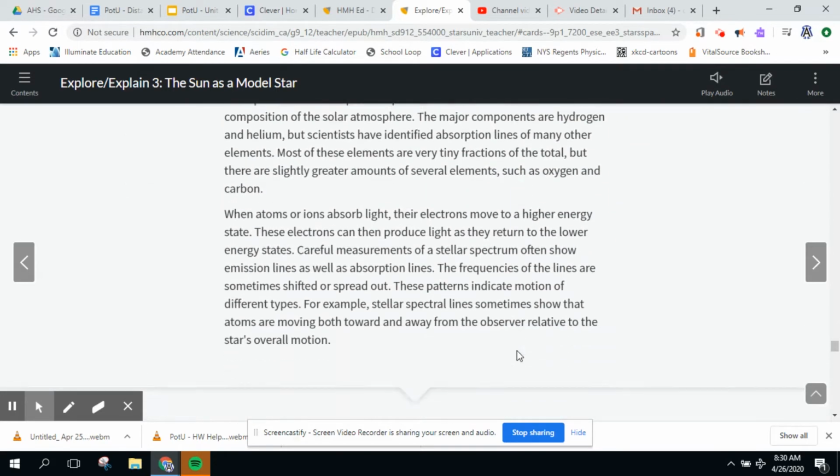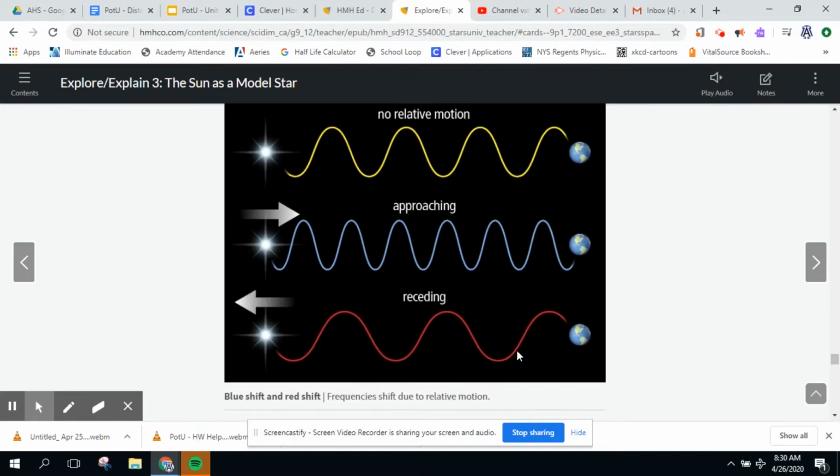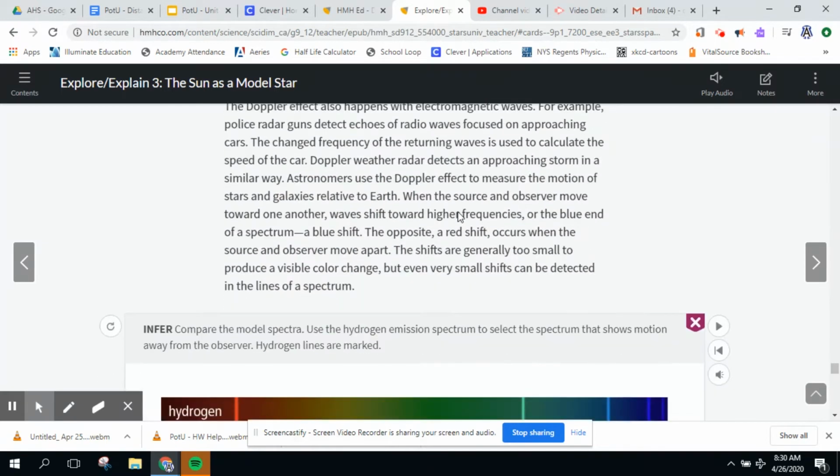You don't need to do the hands-on lab. We've talked again in the lesson about this red shift and blue shift. Blue shift is when it's approaching Earth. Red shift is when it's moving away from Earth. And that's just the shift in the visible light spectrum. If there's no relative motion, we just expect that constant light.